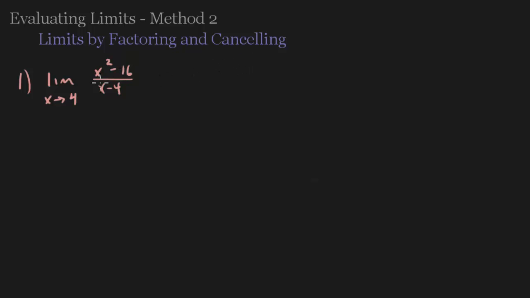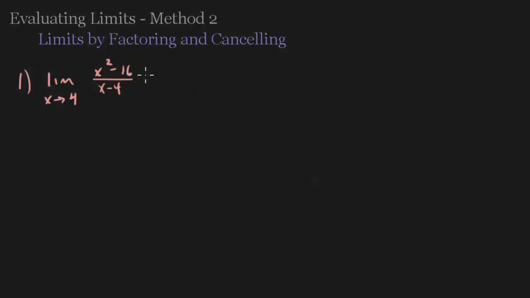Now in a previous video we tried to evaluate this limit by using direct substitution, and if we tried plugging in 4, we got 16 minus 16 over 4 minus 4, which gave us 0 over 0, and that was bad because that's not a real number. But does the limit exist? In this case, it will. We just need a new method, and that's factoring and canceling.